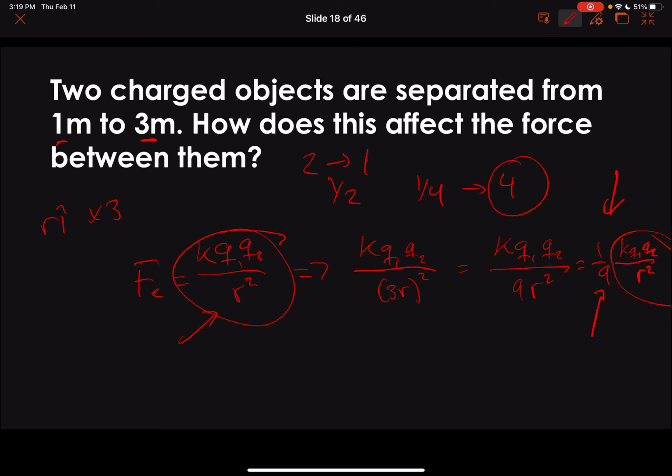So you bring your distance closer together, you increase your force, which should make sense. You bring those protons and electrons close together, they're going to pull more. They're kind of like magnets. When you bring magnets closer to each other, if they're far apart, they don't really do much, but the closer you bring them together, the more they pull on each other. And when they're really close, they really want to stick together.